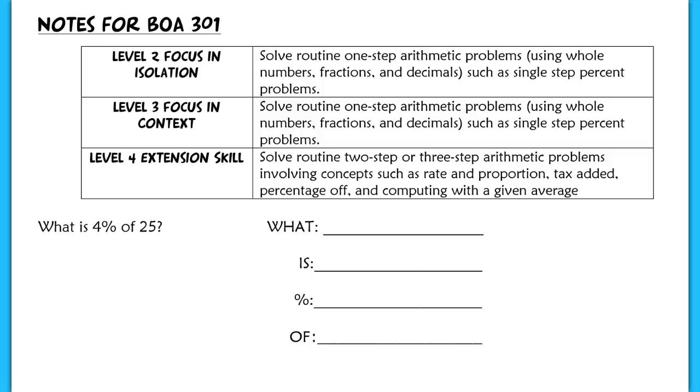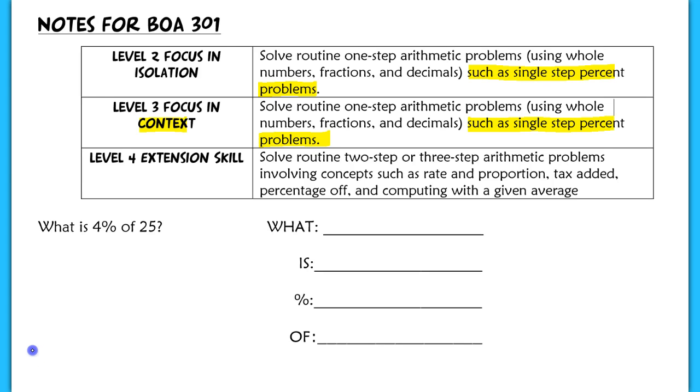This is a tutorial for BOA 301. Our focus for today is to solve single-step percent problems, as well as in context with word problems that you're going to see single-step percent problems. Our extension skill is going to be doing two-step or three-step problems, where you can have percentage tax added, percentage off, and computing with an average. I'm going to focus on some geometry problems, though, as well.